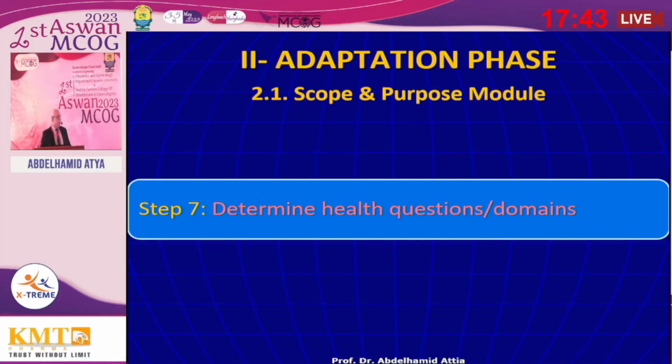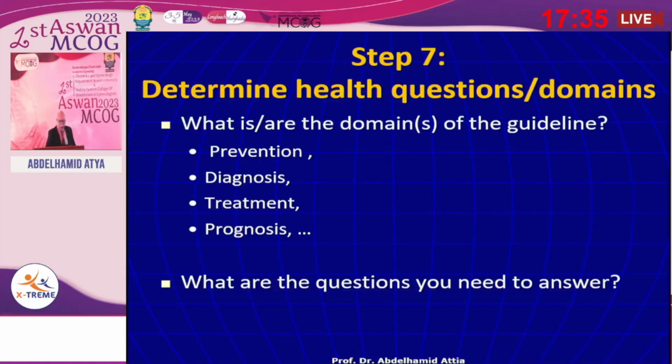What is the adaptation phase? First, determine the health questions or the domains they are going to cover in the guideline. Are you going to cover the prevention or the diagnosis or the treatment or the prognosis or perhaps all of this? You have to define what we are going to cover in the adapted guideline. And what are the questions you need to answer?